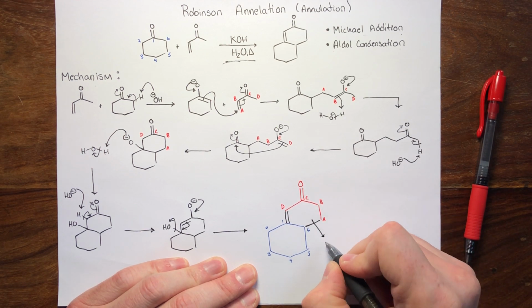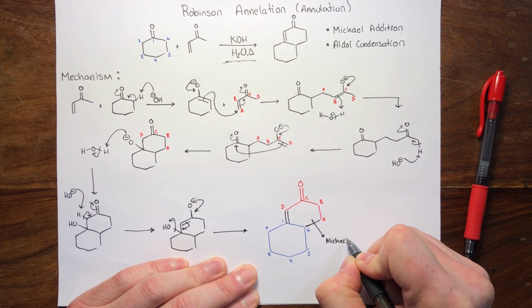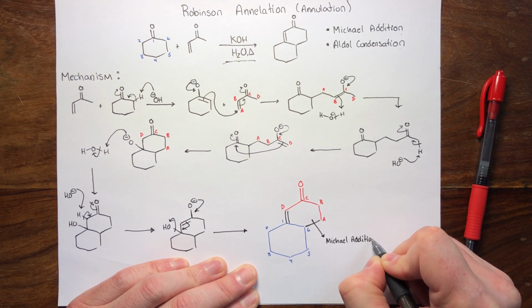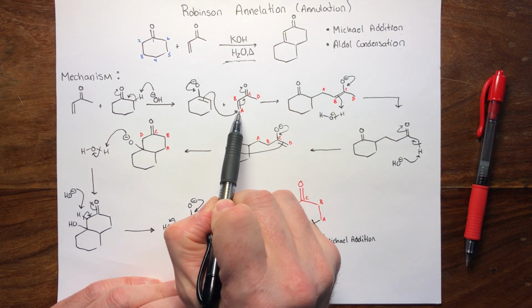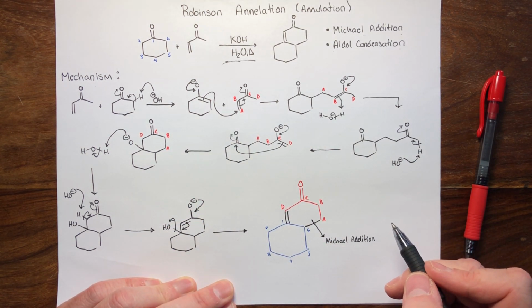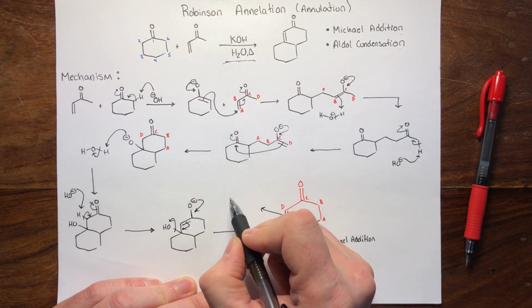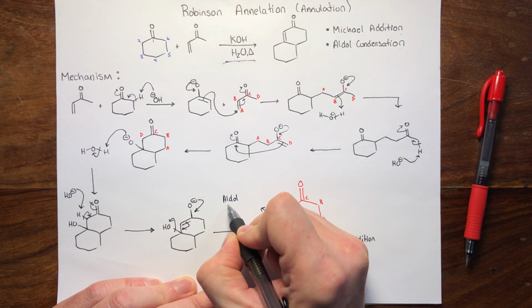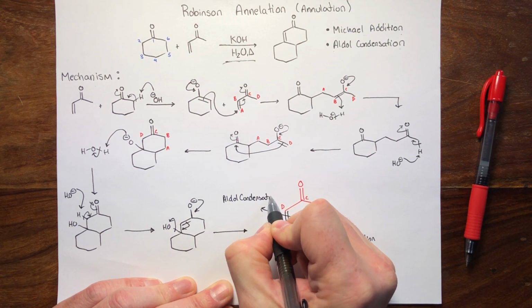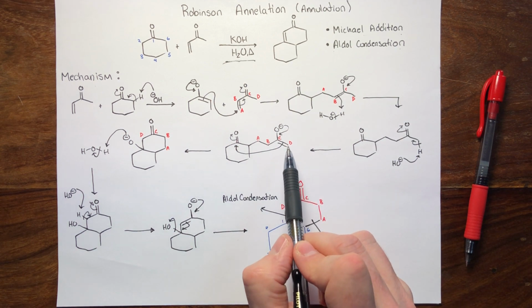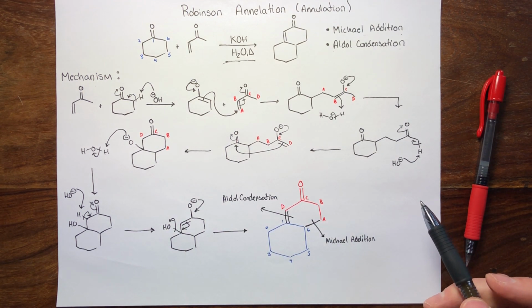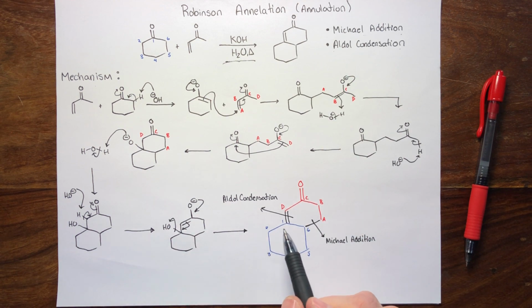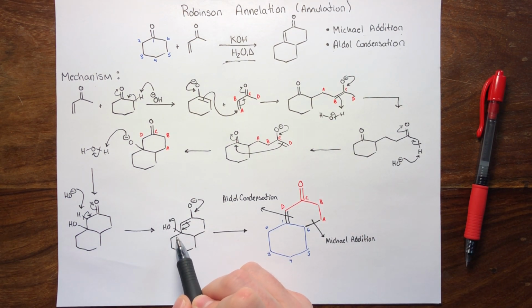This connection here was made through a Michael addition, or a 1,4 addition of an enolate to an alpha beta unsaturated carbonyl. We connected the enolate of the ketone to the beta carbon of the alpha beta unsaturated ketone, whereas this bond here was made through an aldol condensation, where we connected carbon D of the alpha beta unsaturated ketone directly to the carbonyl of the cyclic ketone. And then that pi system was formed through the condensation or the elimination of hydroxide.